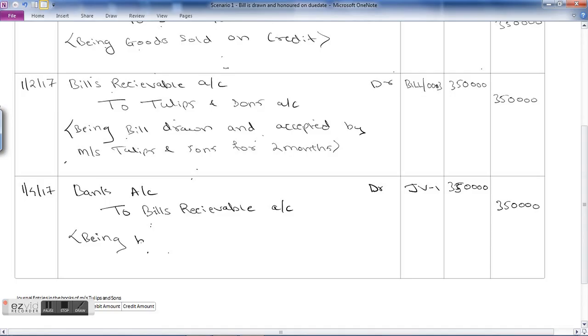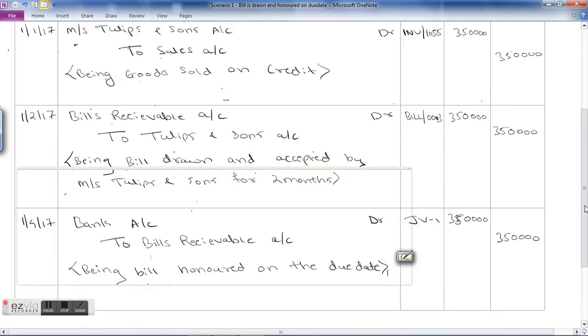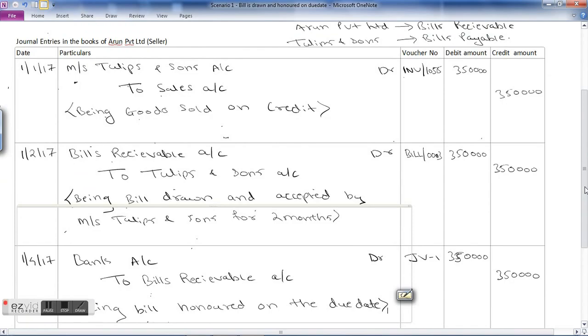being bill honored on the due date. Now we have seen the journal entries in the books of the seller, that is Arun Private Limited. Now we will be seeing the journal entries in the books of Tulips and Sons.